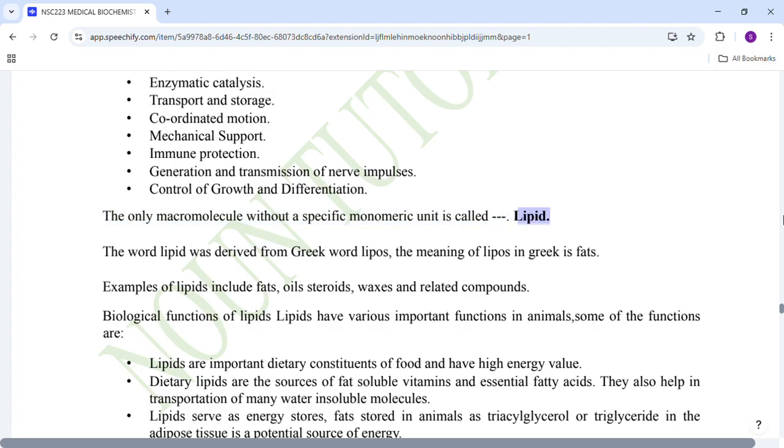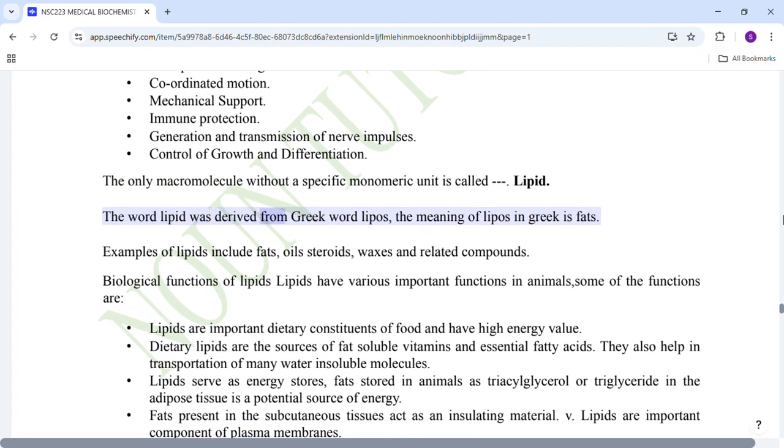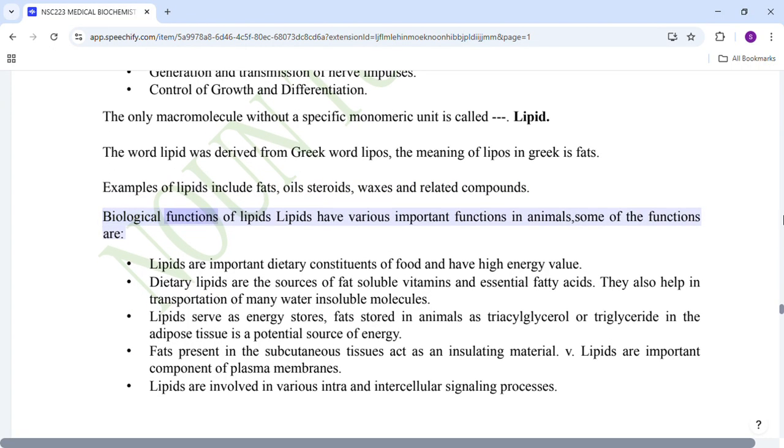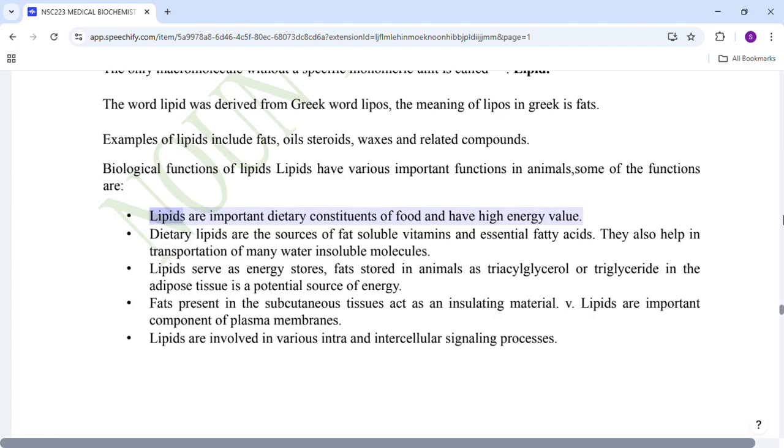Lipid. The word lipid was derived from the Greek word lipos. The meaning of lipos in Greek is fats. Examples of lipids include fats, oils, steroids, waxes and related compounds. Biological functions of lipids. Lipids have various important functions in animals. Some of the functions are: lipids are important dietary constituents of food and have high energy value.